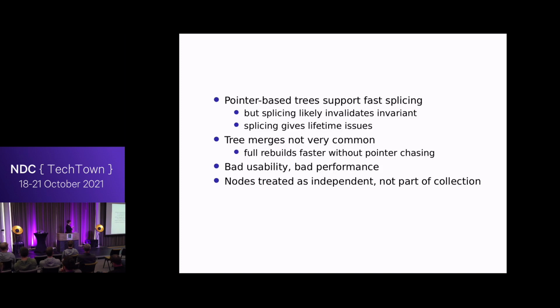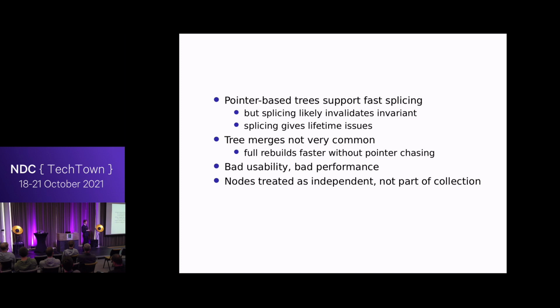So pointer-based trees are good for a lot of reasons, and when you need these properties, of course, you go for the pointer-based, right? Because they support fast splicing, so you just have two trees and you chuck them together by having some leaf point now, or make one of the leaf's children point to the root of the other tree or something. But splicing would invalidate an invariant in a space partitioning tree like this, right? And it gives all kinds of lifetime issues, because who now owns the subtree? Can it still be used independently or not, right?